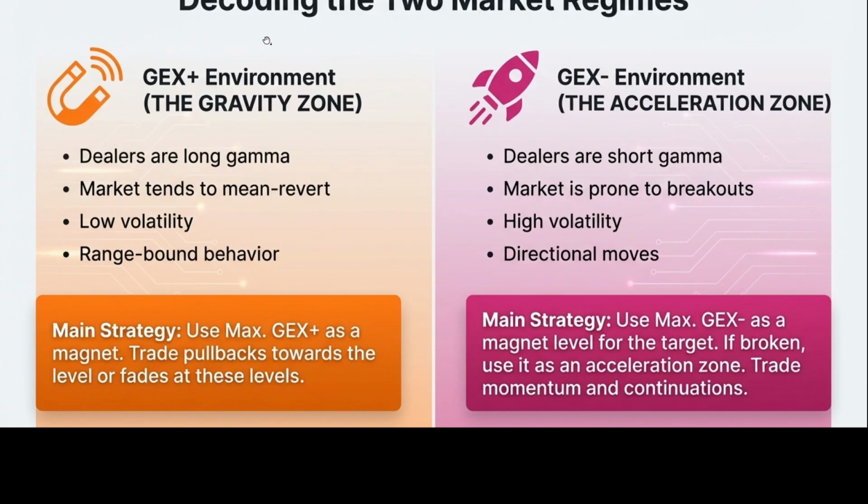Let's go to decoding the two market regimes. This is the most important part for today's session. Read the market regimes. We have two market regimes. One of these is when we have a positive Gex environment. I have named this the gravity zone. The other one is when Gex is negative, a negative Gex environment. I have named this the acceleration zone.